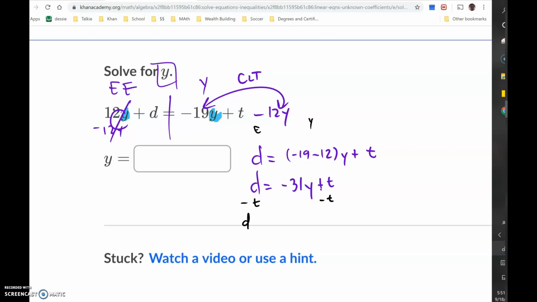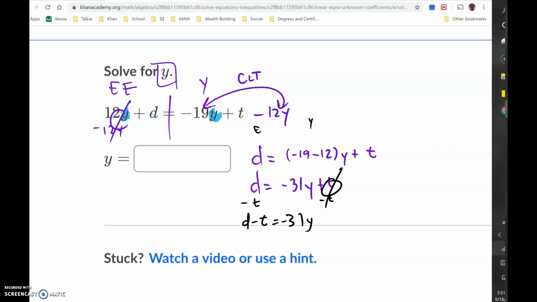Those aren't like terms, so we just write this as d minus t equals. Those zero out, so we're just left with negative 31y, sorry. And the 0 plus negative 31, that's the additive identity. That's why we can just drop the 0.